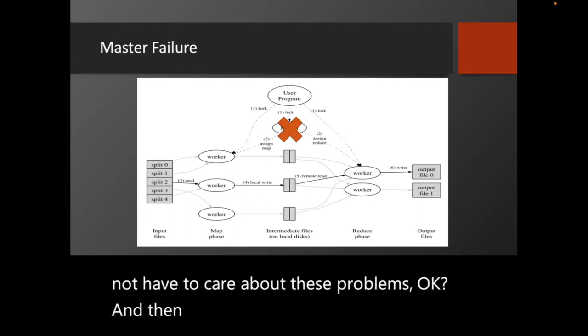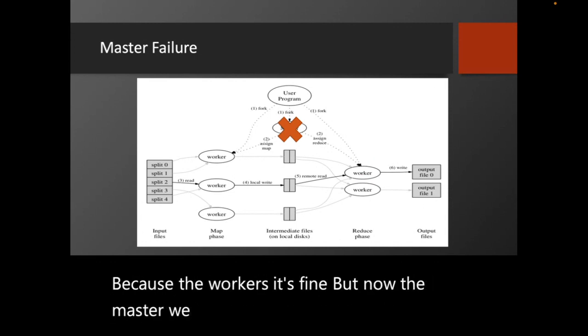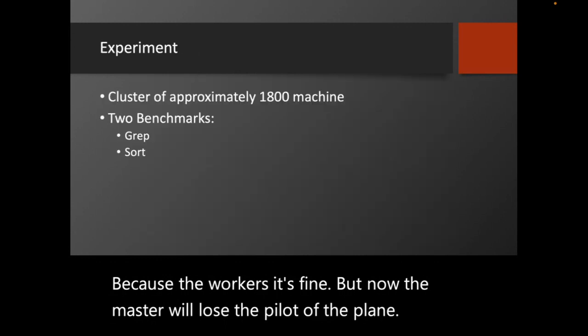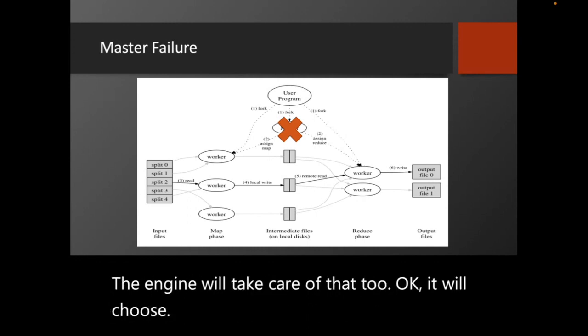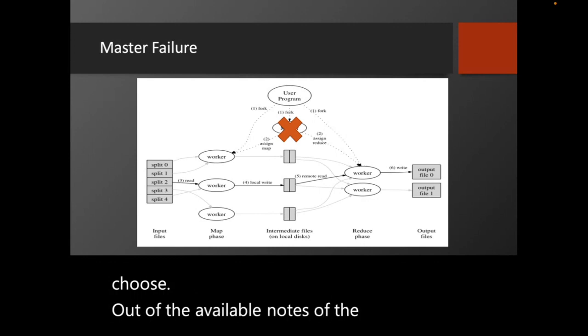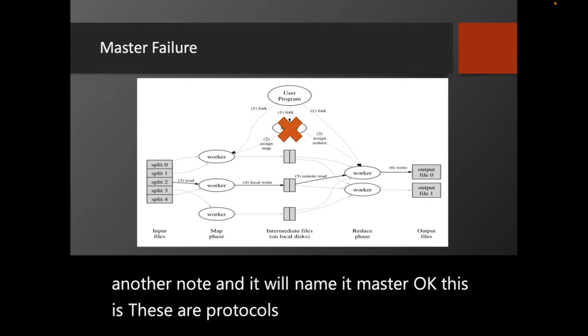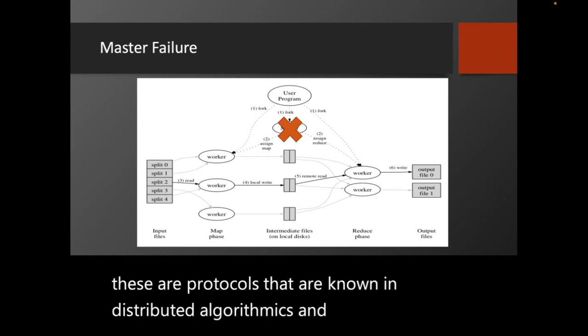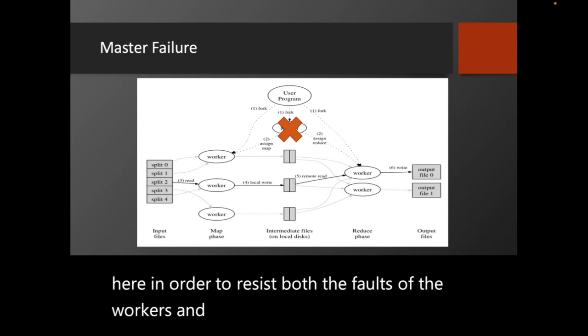And then what happens if the master fails? Because the workers, it's fine, but now the master will lose the pilot of the plane. Well, the engine will take care of that too. It will choose, out of the available nodes of the cluster, another node, and it will name it master. These are protocols that are known in distributed algorithmics, and that are applied here in order to resist both the faults of the workers and the faults of the master.